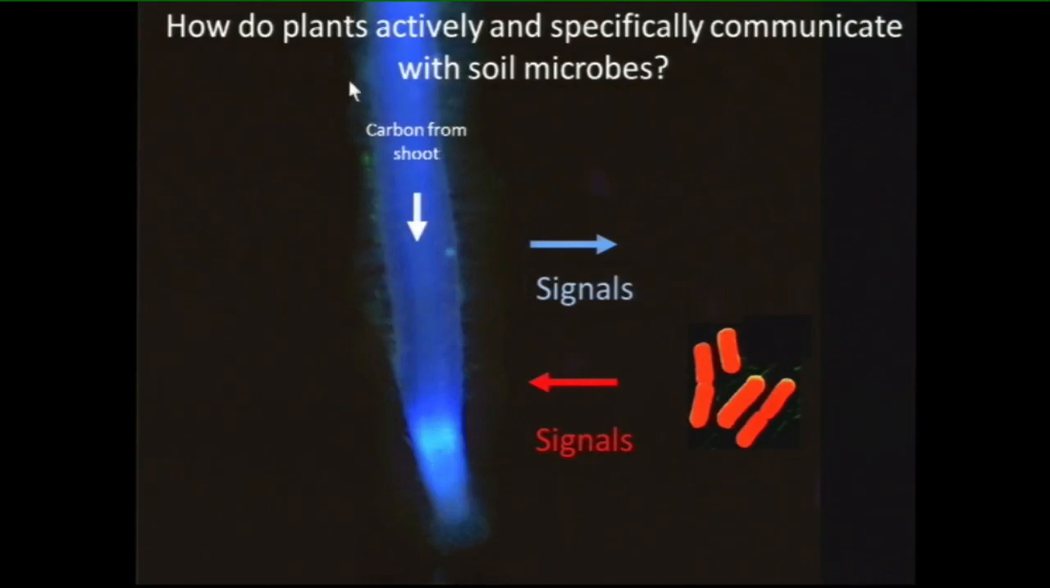The plant doesn't just let everyone in. It invites certain bacteria in and excludes others for certain purposes. So then how does that specificity arise? Obviously, it's not just carbon going down and going out into the soil as a carbon source.